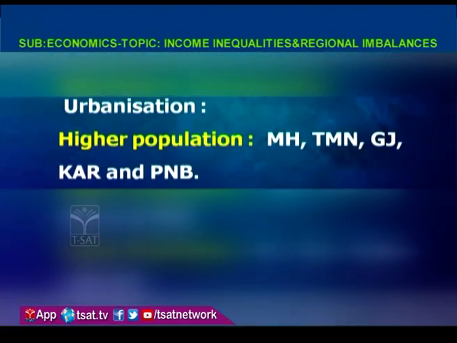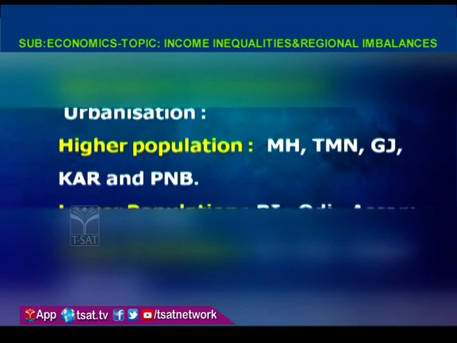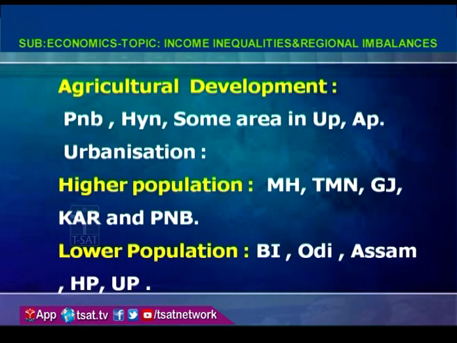Urbanization: we observe high urban population in Maharashtra, Tamil Nadu, Gujarat, Karnataka and Punjab. These 5 states have a high population regarding urbanization. Urban population is lower in Bihar, Odisha, Assam, Himachal Pradesh and Uttar Pradesh. This is another indicator of regional imbalances.